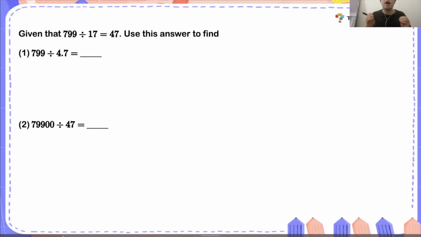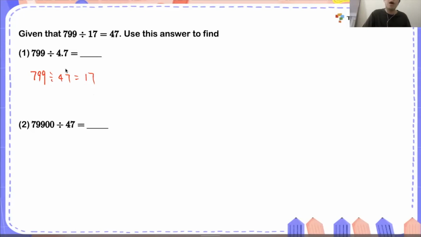And for this, 799 divided by 17, that is 47. That is the original equation. And we need to use this answer to find the other 2 questions. Okay, first step, we can always write down the original equation. And for this question, I made a mistake, right? Because in this question, we just need to change the divisor, right? So we need to have this equation as my original equation.